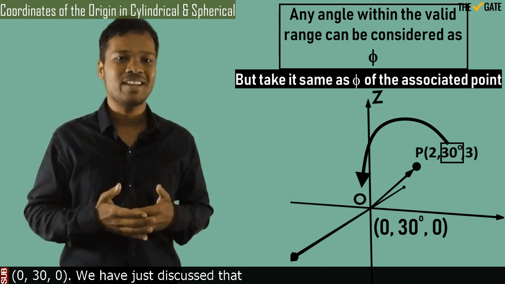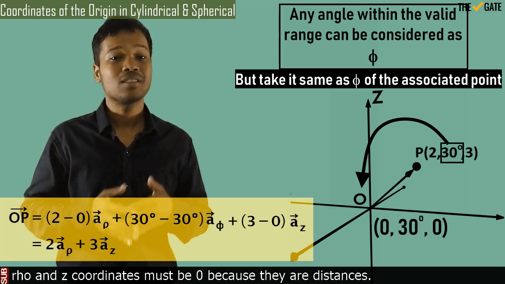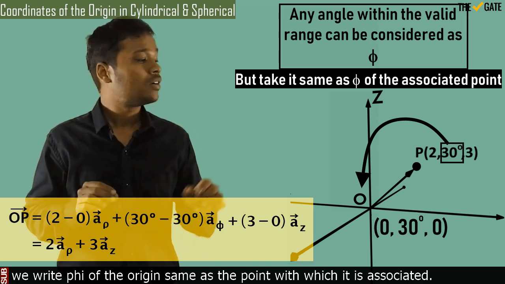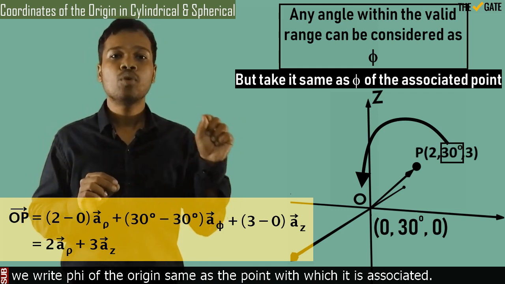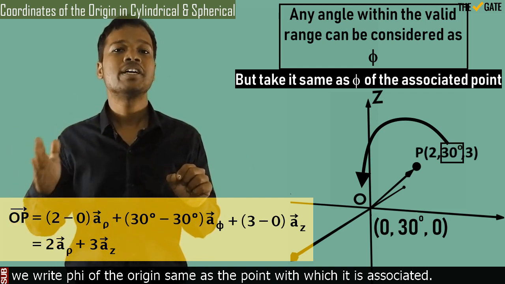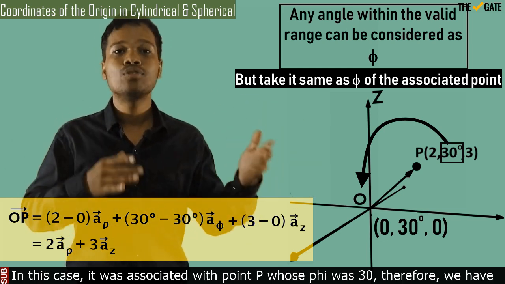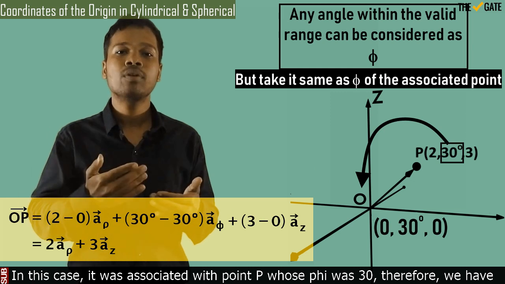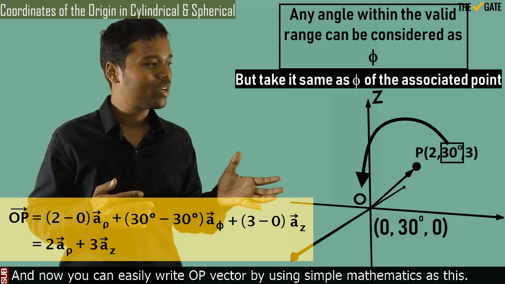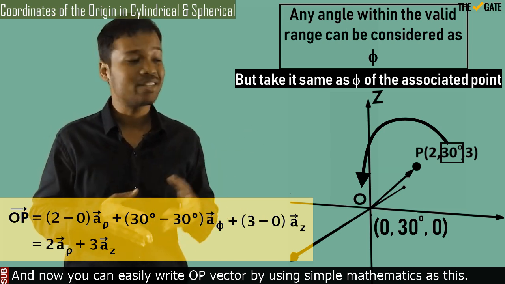We have just discussed that the rho and z coordinates must be 0 because they are distances. The problem was with phi. So always remember, we write phi of the origin the same as the point with which it is associated. In this case, it was associated with point P, whose phi was 30. Therefore, we have also written the phi of the origin as 30. And now you can easily write the OP vector by using simple mathematics, as you can see from this.